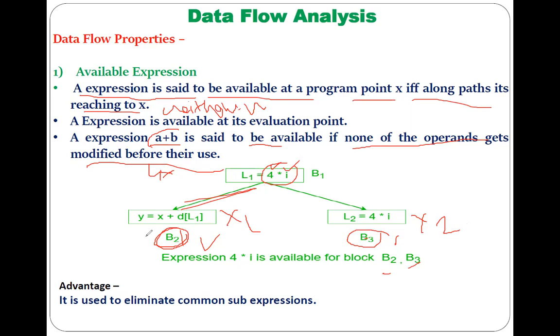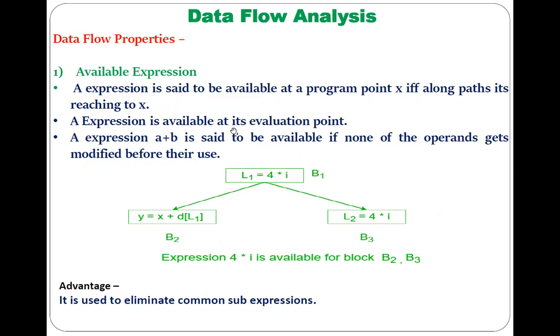So here 4 into I is reaching B2, and 4 into I is reaching B3 without modifying. That is the reason it is said 4 into I is available for the basic blocks B2 and B3. So that is the concept of available expression. I hope all of you understood. Okay. Now, what is the advantage of this?